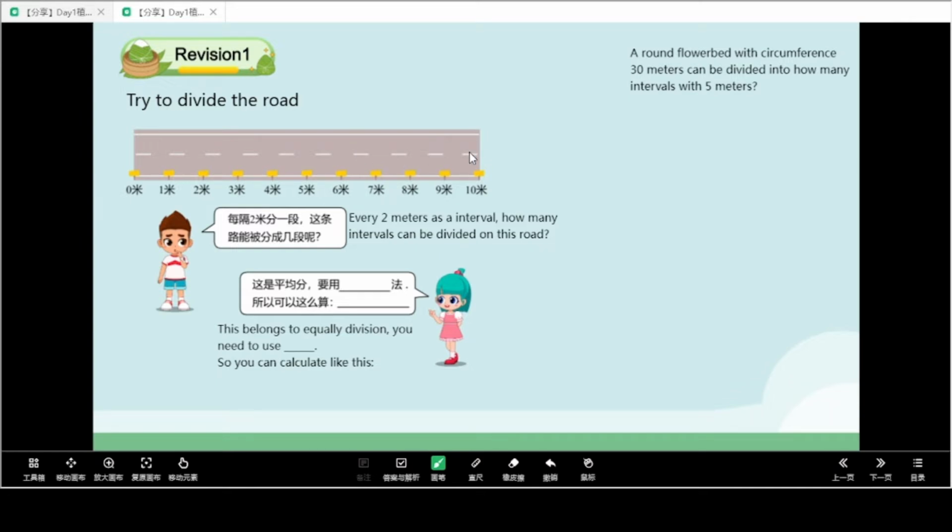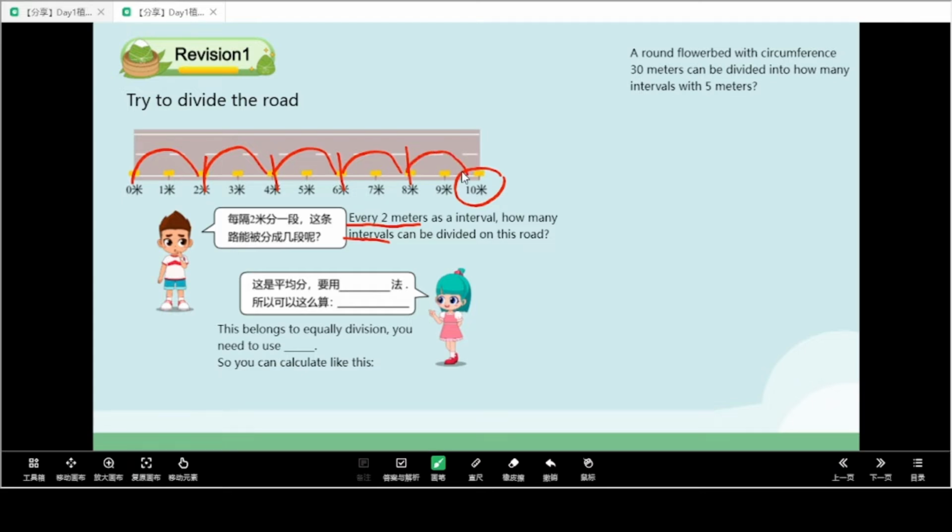How long is the road? Who can tell me how long the road is? Yes, it is 10 meters long and we need to divide the road by every 2 meters. So how many intervals can be divided on this road? What do we mean by intervals? It means the range that we need to divide the road. This is called an interval.